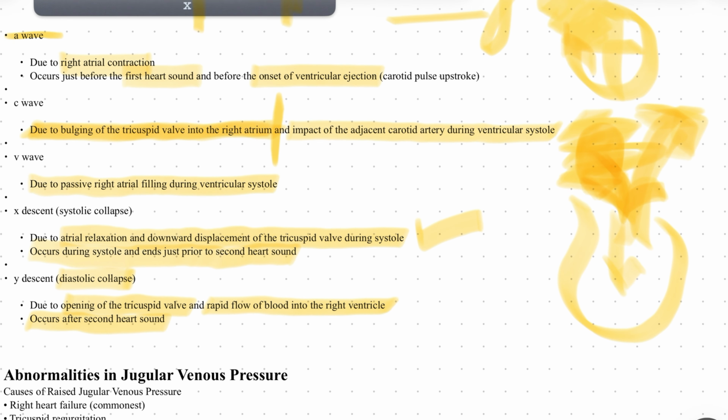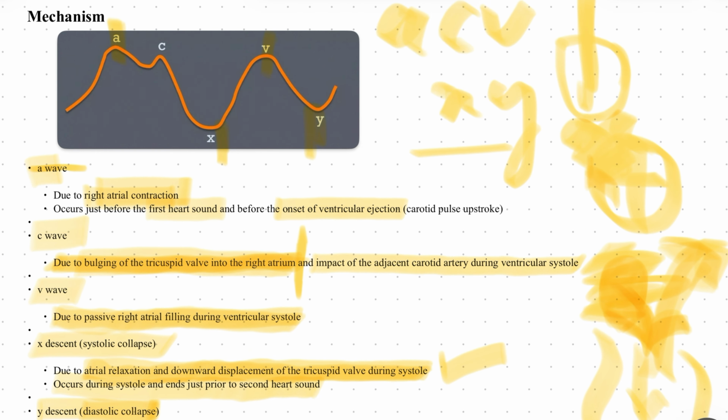So I'll say quickly. A is atrial contraction, specifically right atria. C is related to bulging of tricuspid valve into the right atrium. V is due to passive right atrial filling during ventricular systole. X descent, also called systolic collapse, is due to relaxation of atria and downward displacement of tricuspid valve during systole. And Y descent, also called diastolic collapse, is due to opening of tricuspid valve and rapid flow of blood into right ventricle. I hope that is clear.